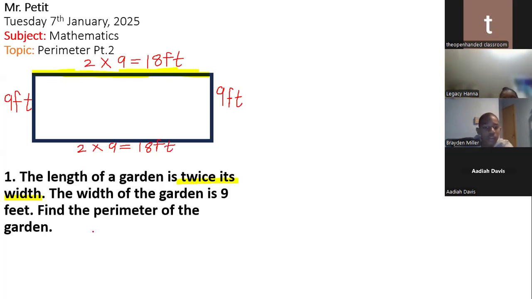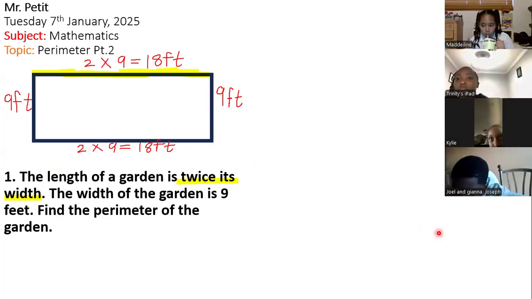And so that means that now we could figure out what's the perimeter, right? How are we going to figure out the perimeter? How do we know all of the sides? I think you have to add all the 18 feet. Add only the 18 feet? And the 9 feet. And the 9 feet.